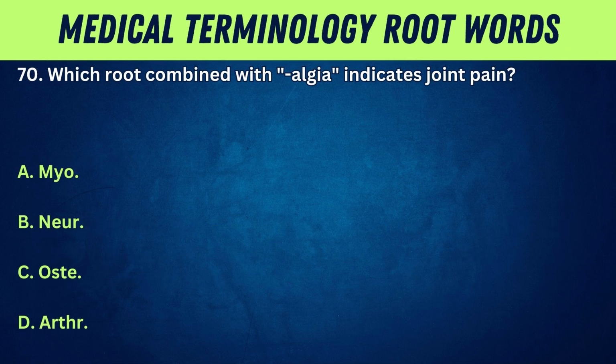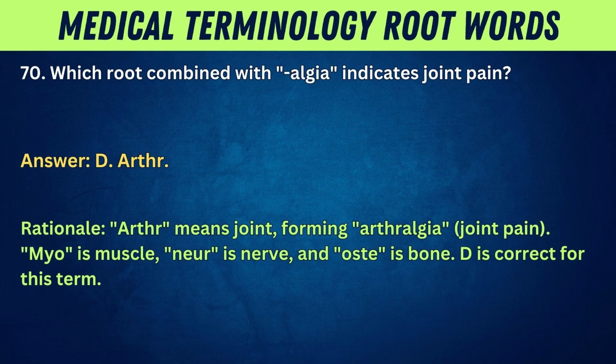70. Which root combined with algia indicates joint pain? A. Myo. B. Neur. C. Ost. D. Arth. Answer. D. Arth. Rationale. Arth means joint, forming arthralgia, joint pain. Myo is muscle, neur is nerve, and ost is bone. D is correct for this term.